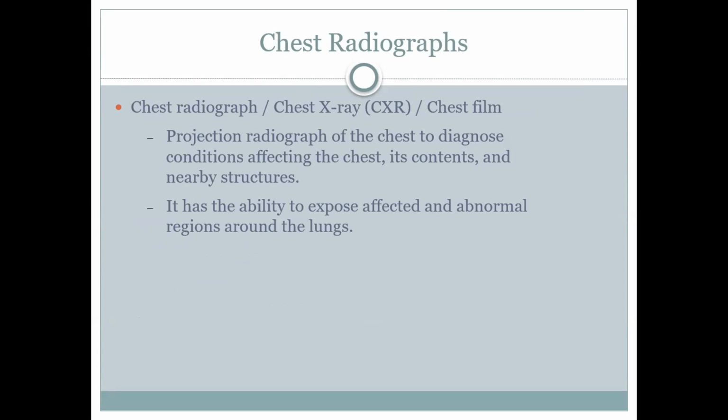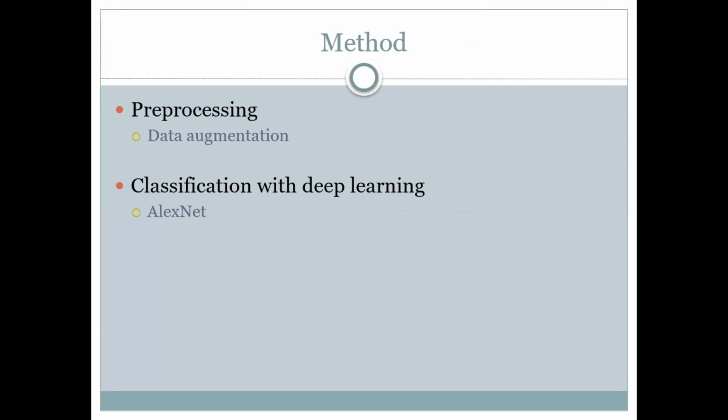Radiographs, as I said earlier, are very easy for hospitals and test centers to get, because it's a cheaper way compared to computed tomography scans. That's why we want to look into radiograph classification. We know that chest radiographs expose the content around the lungs region and the nearby structures, and have the ability to expose affected areas and abnormal regions around the lungs.